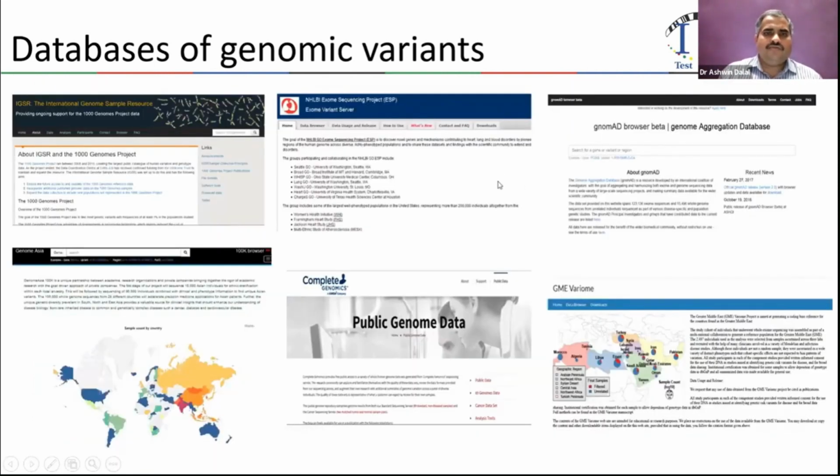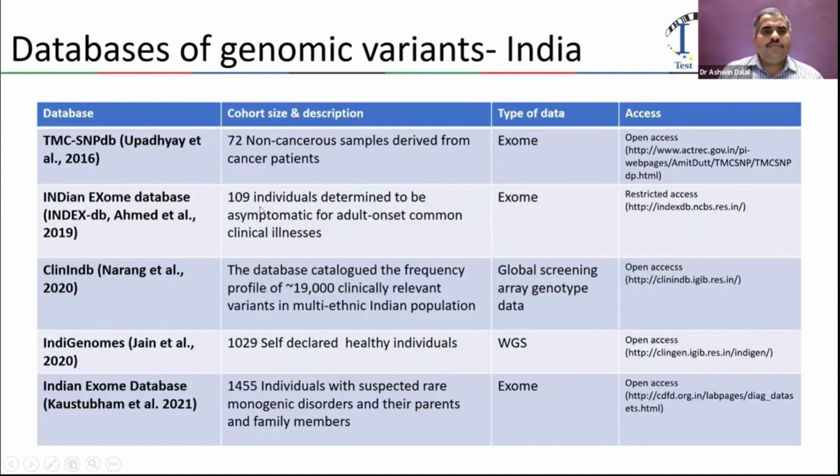So these are the websites of all these databases. You can see gnomAD, GenomeAsia, the GME Variome, and the 1000 Genomes Project here. Similarly, in the Indian population also, we have a few databases which have been created, which include SNP-DB from TMC, the Indian Exome Database, ClinDB, IndiGenomes, and the recent Indian Exome Database, which was published in 2021.